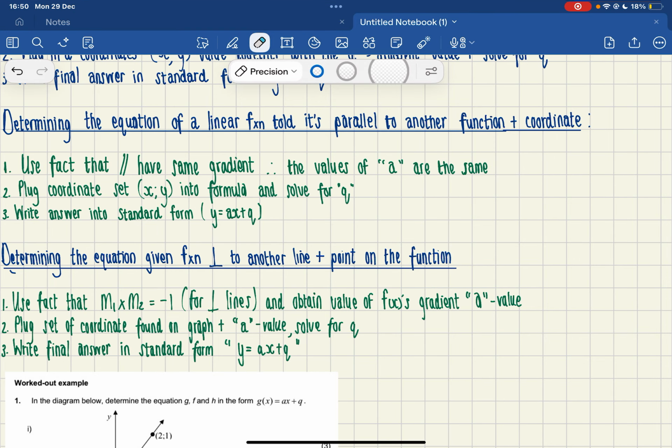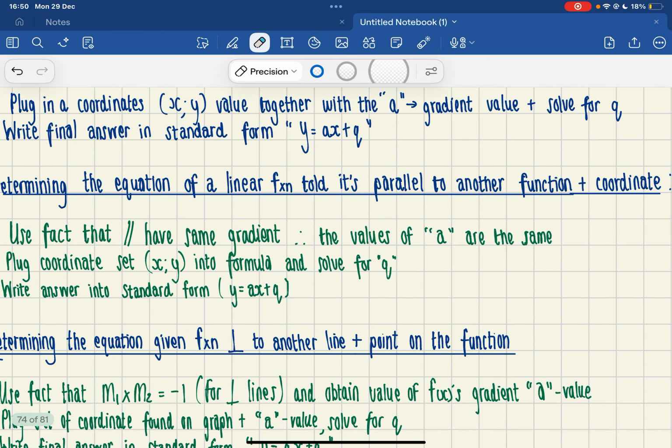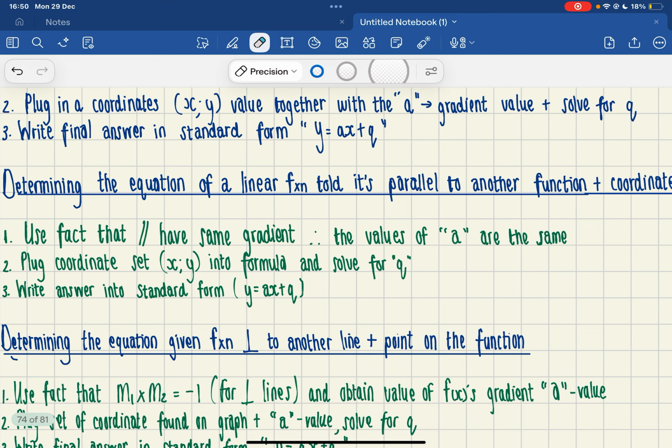So you will use the fact that parallel lines have the same gradient, therefore the values of a are the same. From there on, because they've given you the fact that your function is parallel to another function and they've given you another coordinate, what will you do? You'll take that one coordinate and plug it into your y is equal to ax plus q formula, and you will solve for q because you have your a. We said that parallel lines have the same a. You have a coordinate, so that means you have an x value and a y value, and you're solving for q. Then you put it into your standard form.